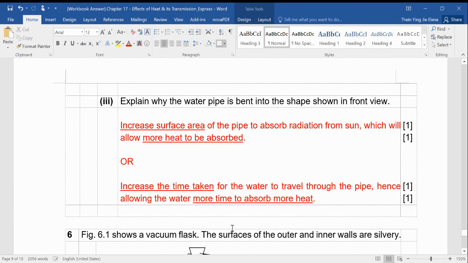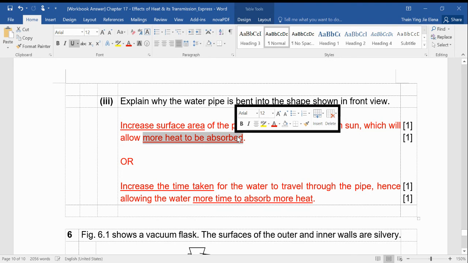And explain why the water pipe is bent into the shape. When I saw some of your answers, you were able to tell me to increase the exposed surface area of the pipe to absorb radiation from the sun, which is correct. Why? They ask you to explain why, so that more heat can be absorbed. Most people only say the first point and forget the second point. The second point is also very important.